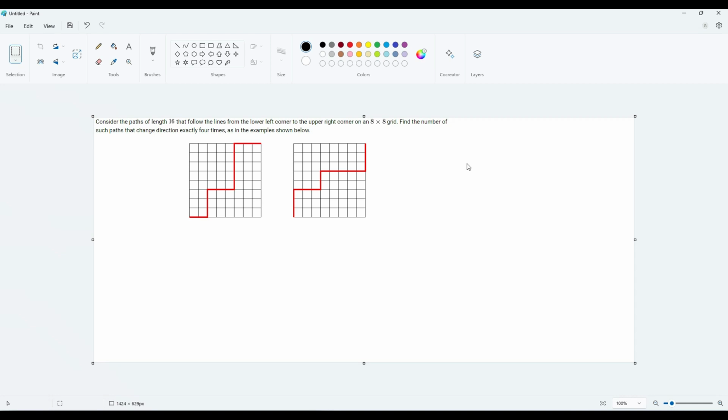Consider the paths of length 16 that follow the lines from the lower left corner to the upper right corner on an 8x8 grid. Find the number of such paths that change direction exactly 4 times, as in the examples shown below.